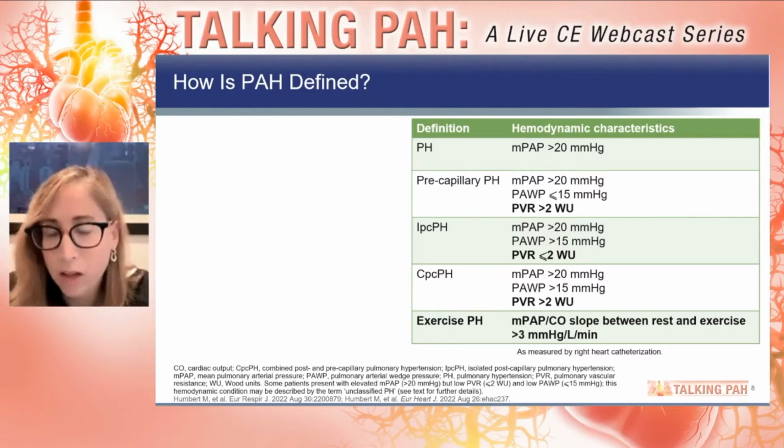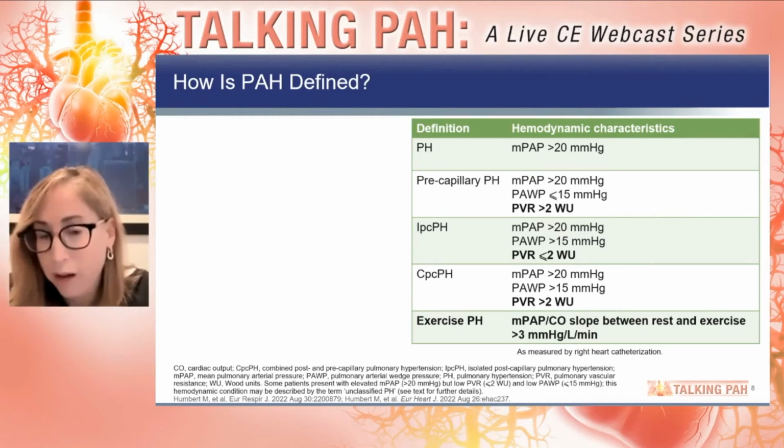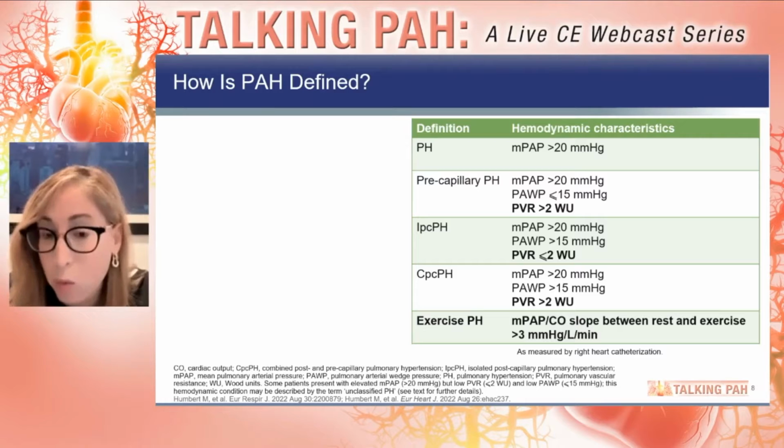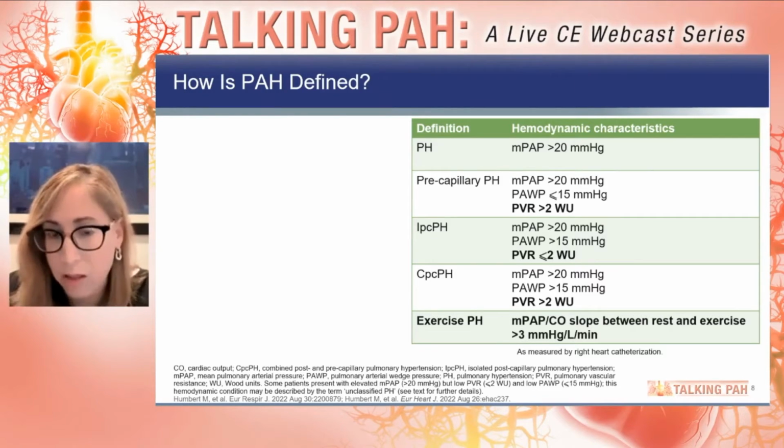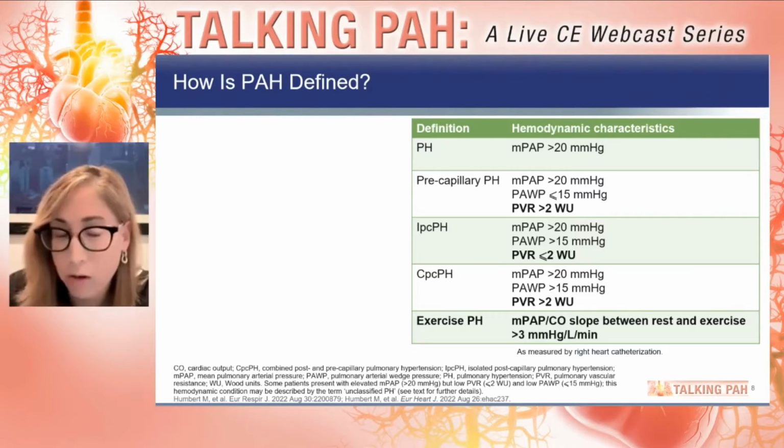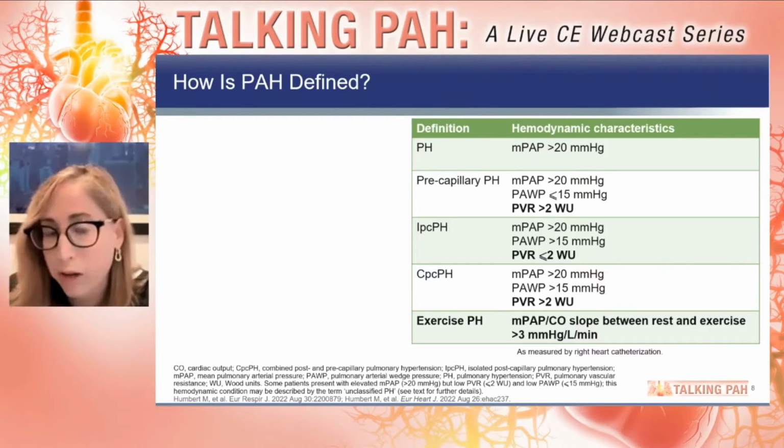and we just want to get patients treated appropriately. The isolated pulmonary capillary pH, which is really just backward flow without vasculopathy, is a wedge greater than 15 with a PVR less than or equal to 2. And then combined pulmonary hypertension, when it's left heart disease, is both vascular, so arterial, and venule hypertension. So the mean PA is greater than 20, the wedge is greater than 15, and the resistance is greater than 2.